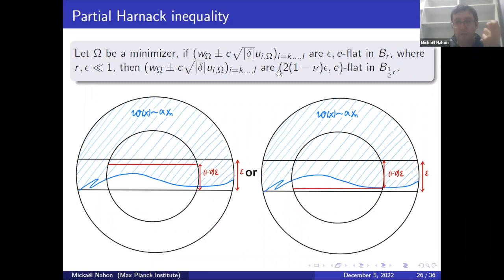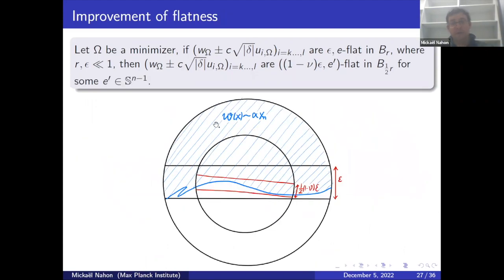But it's enough to get some kind of compactness for a sequence of minimizers, which gives the second step of regularity, which is improvement of flatness, where you say that under the same hypothesis that you are epsilon flat, then on a smaller ball, by changing a bit the direction, you are (1 minus nu) epsilon flat.